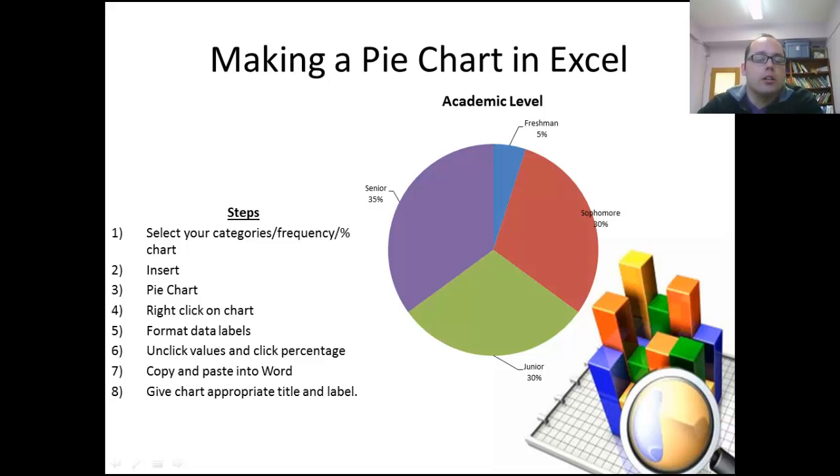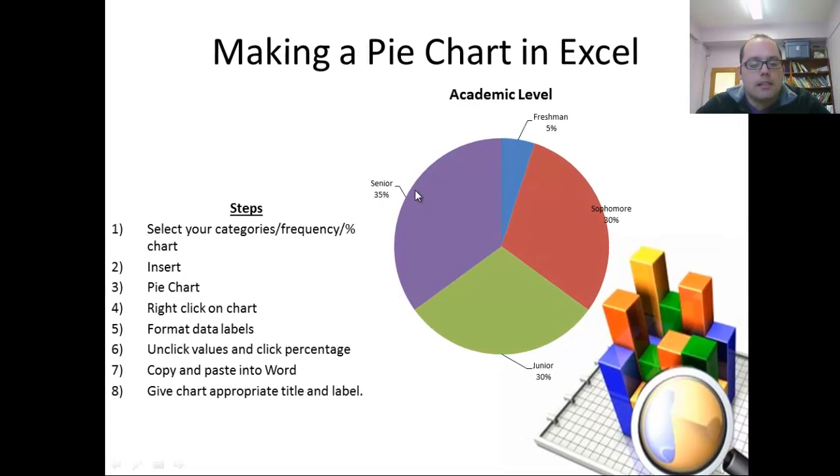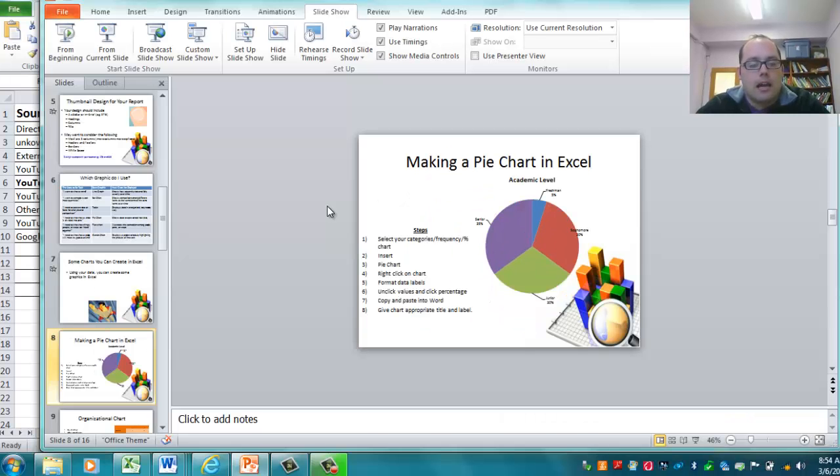So this should include the variable or the item, for example, senior, freshman, sophomore, and junior, and also the percentages. So 5%, 30, 30, 35. Then it's just a matter of finding the right steps in the Excel document. So let's take a look at how to do that.